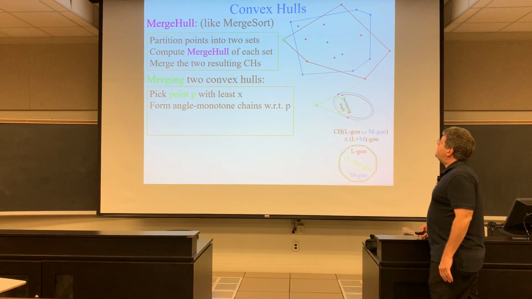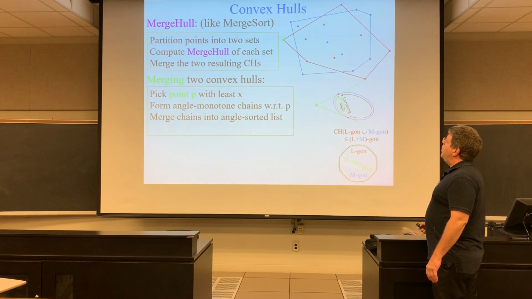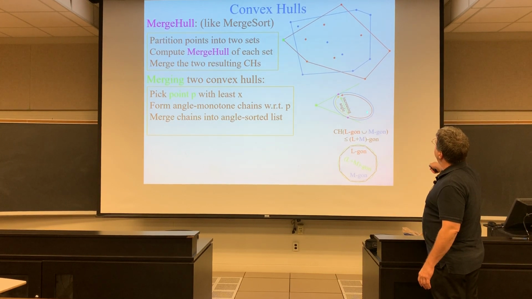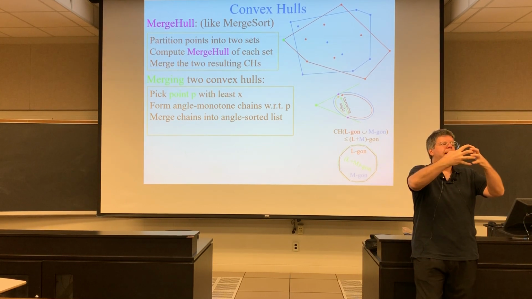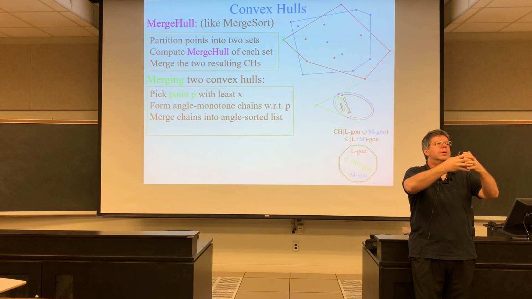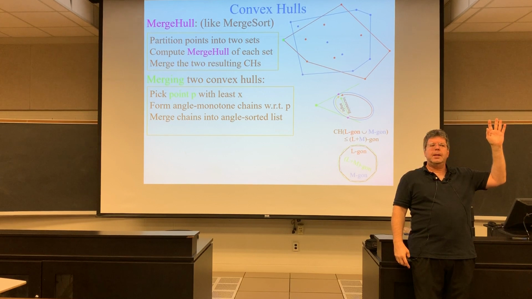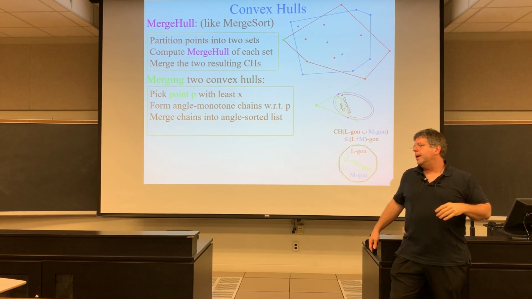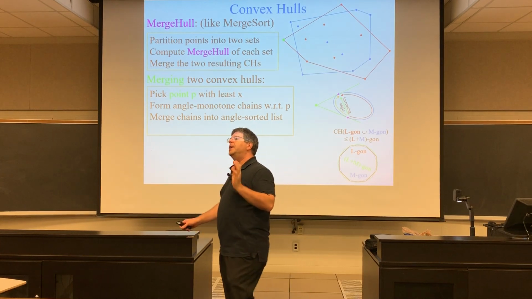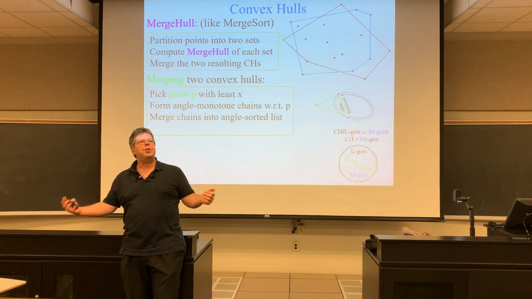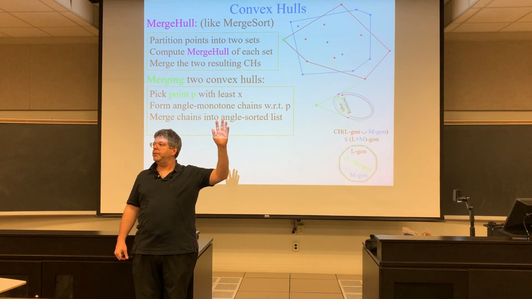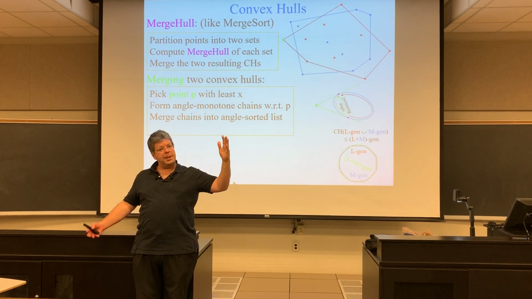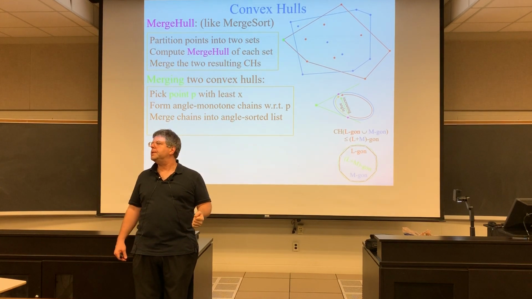So when you have these two chains, you can merge all of these points here and all of these points here into a single increasing polar angle order. How many understand that? Let me say it in other words. If you have a sorted list and another sorted list, you can merge the two sorted lists into a single sorted list. How many can see that? And you can do it very quickly. How fast? Linear time, linear in the sum of the two lengths of the two lists.